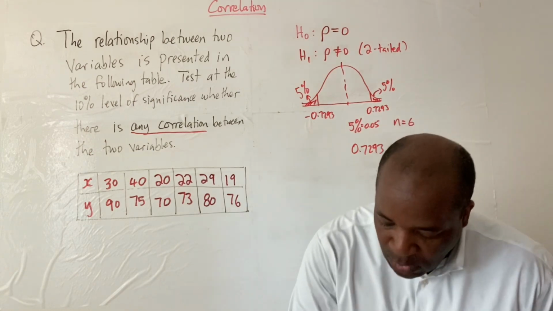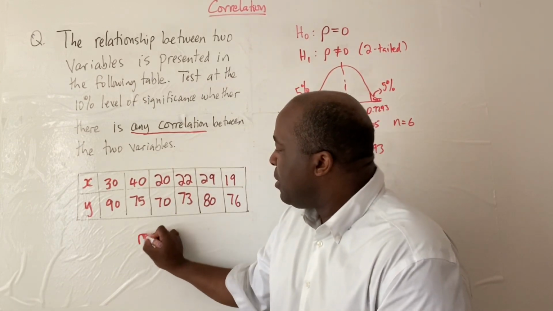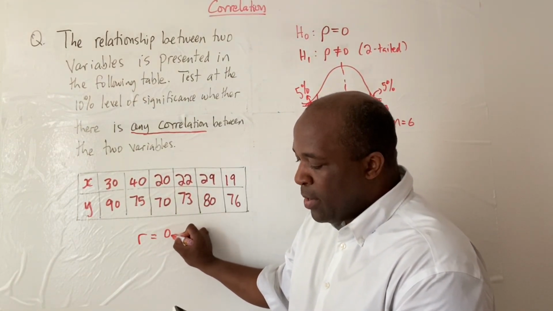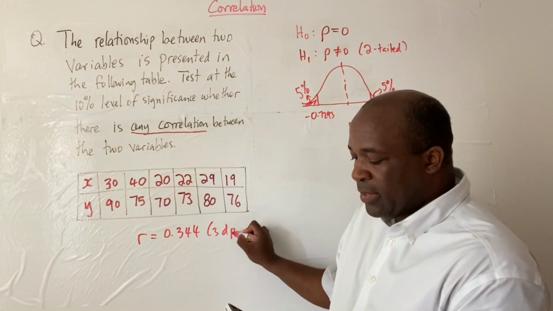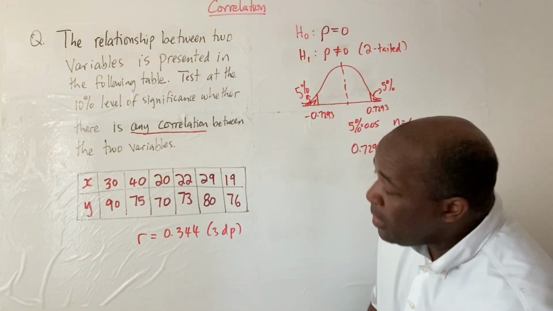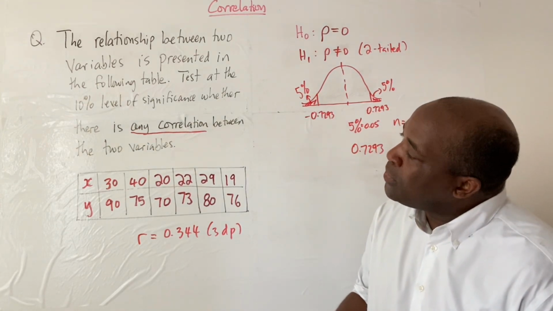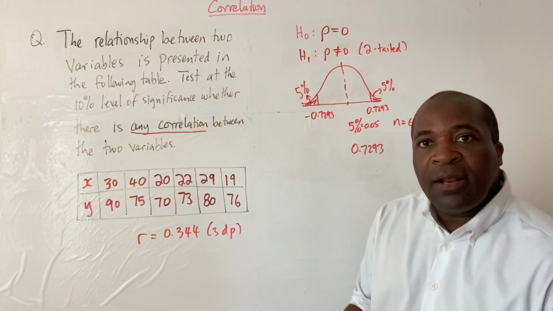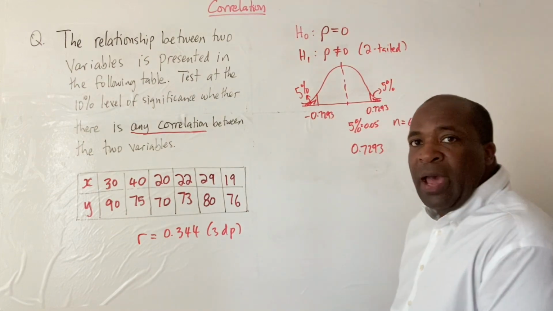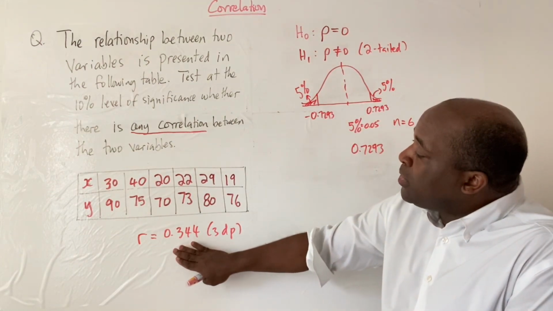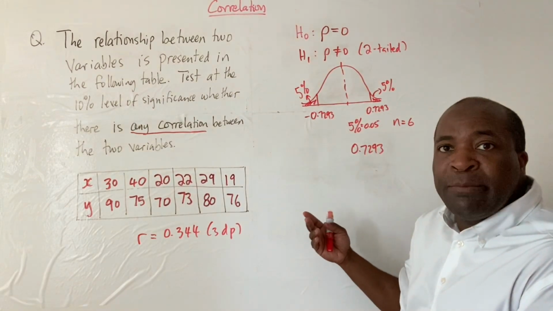Once I've done that, I've calculated R to be equal to 0.344 to 3 decimal places. In this question, there is an implicit task that is also being placed upon us, which is to calculate the value for R. Until we calculate the value for R, we won't be able to complete the hypothesis test. So here R is equal to 0.344, and clearly 0.344 lies inside the acceptance region.